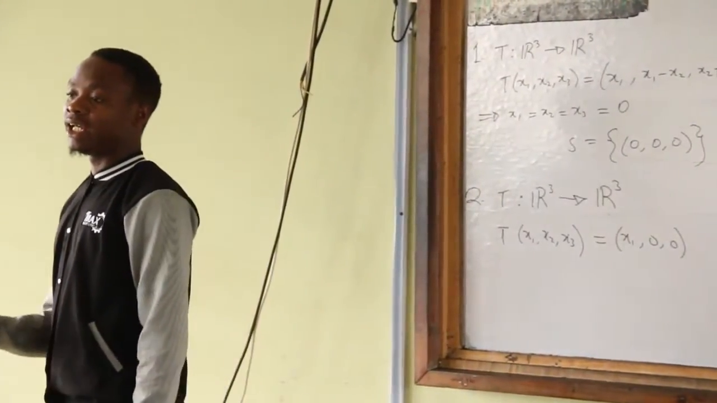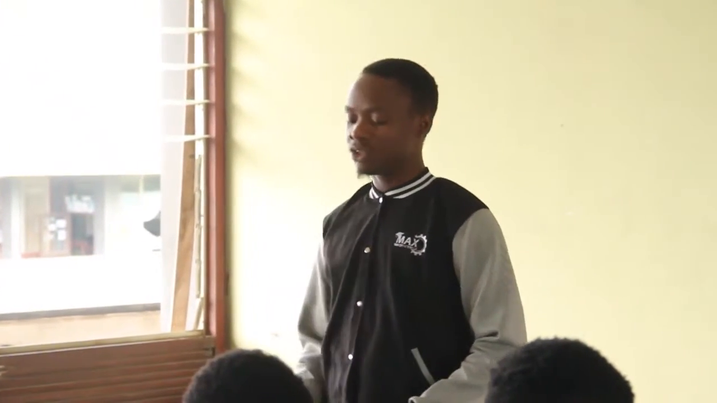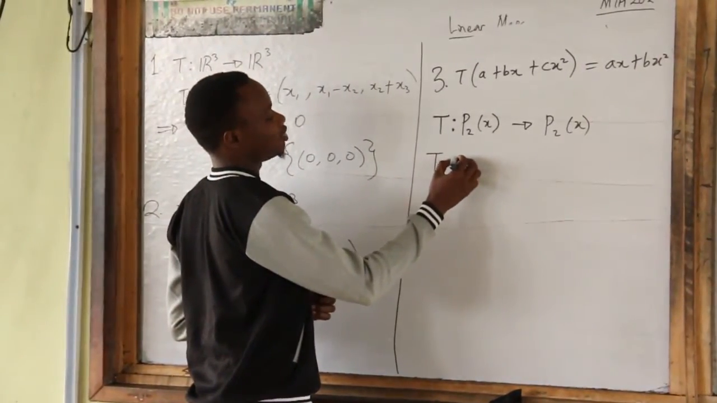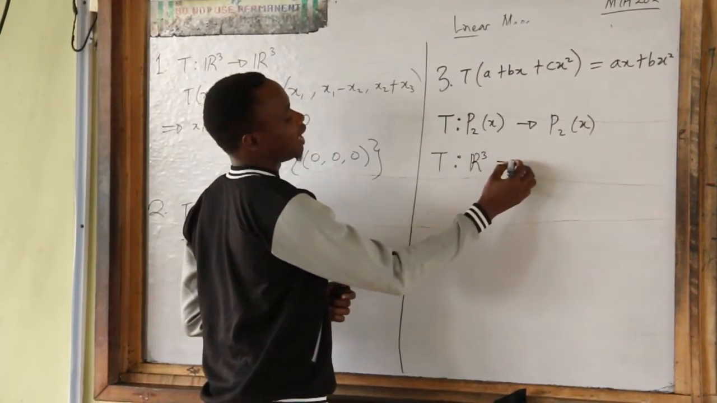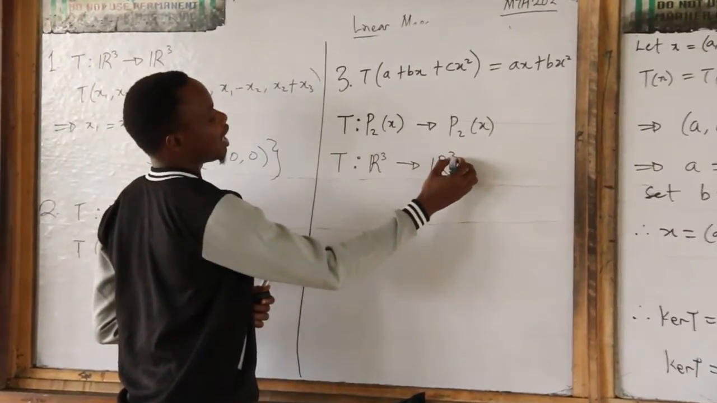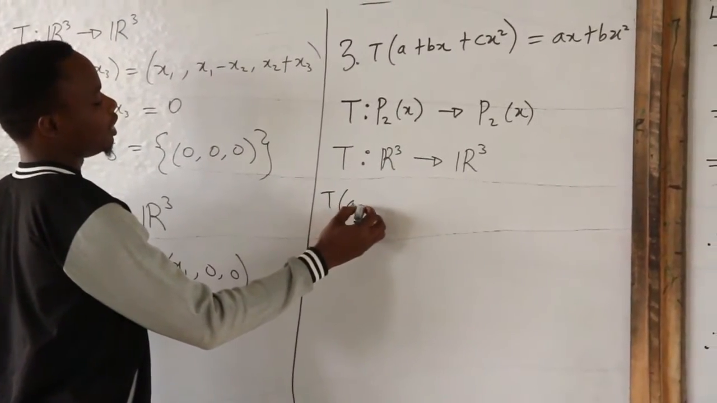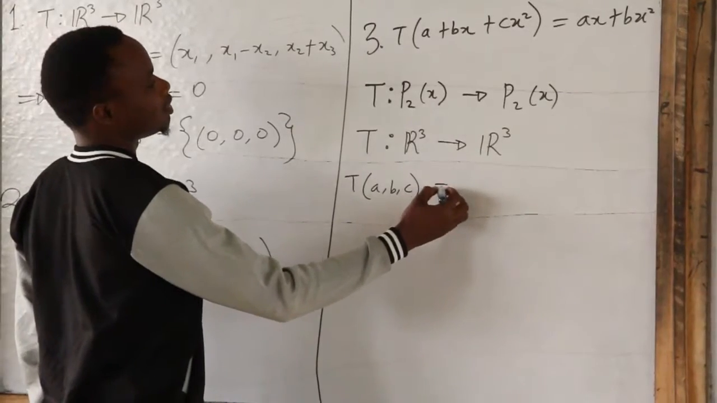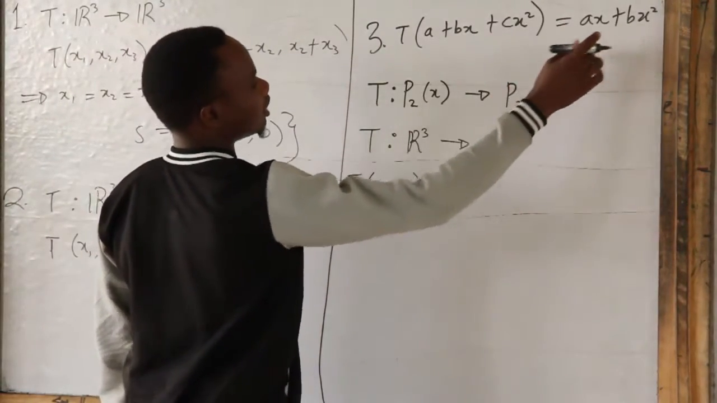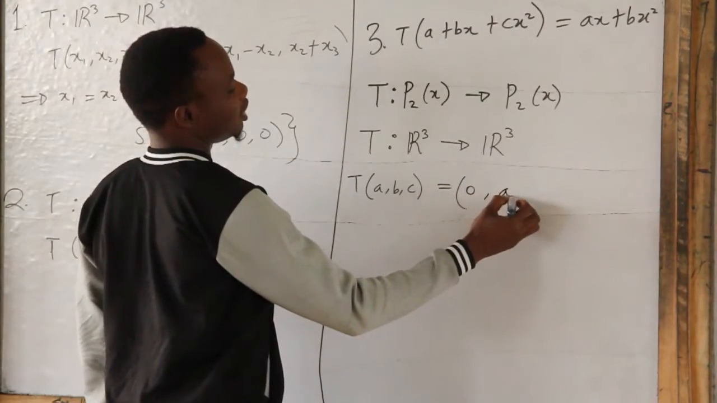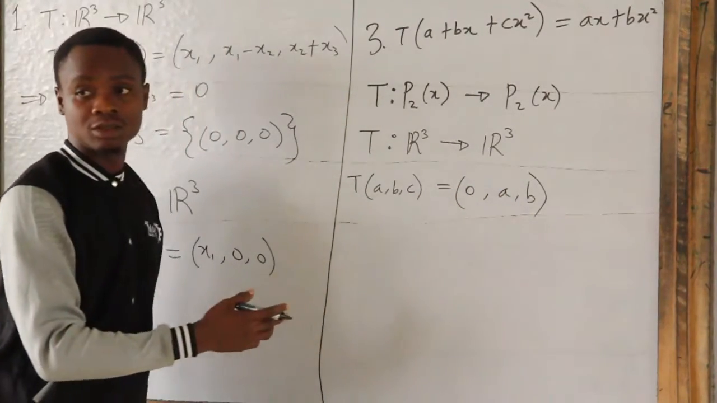Alright, so again, listen to this. In this question, they did not define the transformation this way. I can also define this transformation as one that takes elements from R3 and gives elements in R3, such that T of A, B, C is going to give us 0, A, B. You understand what I just said?